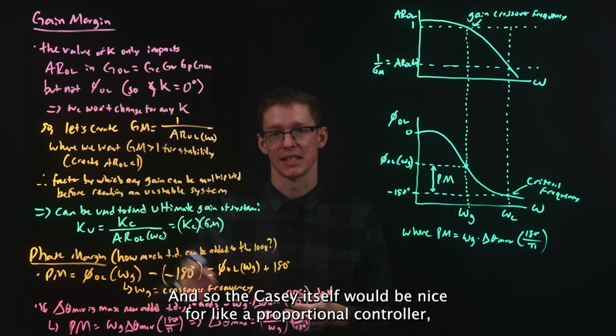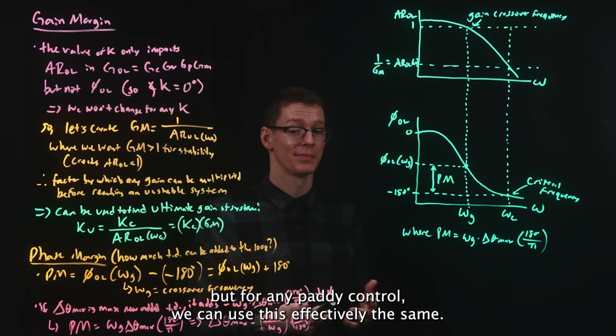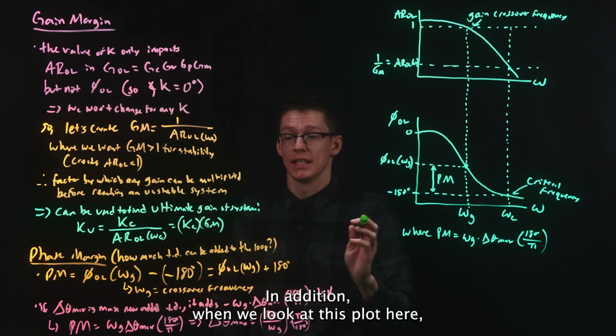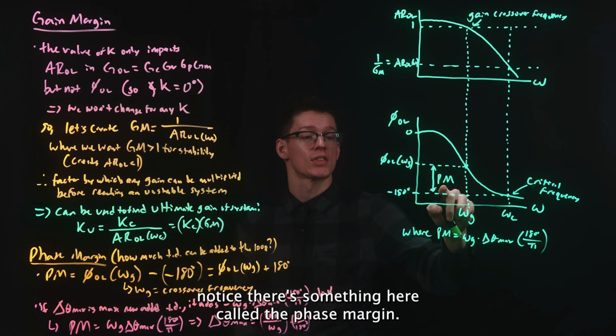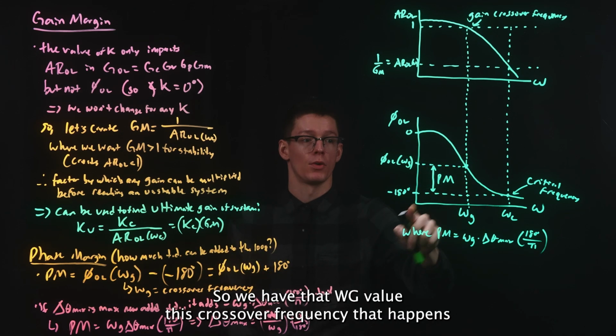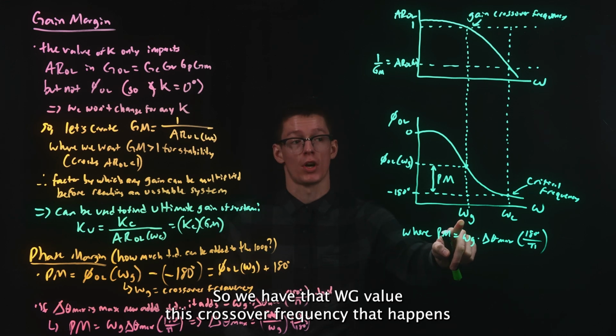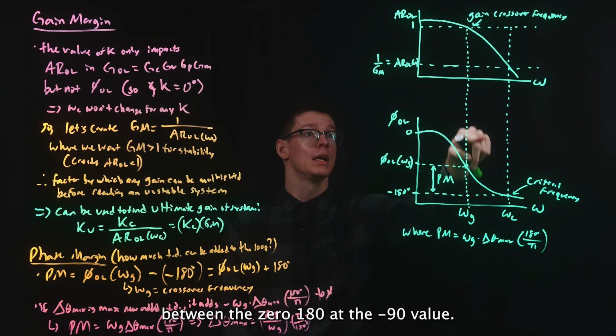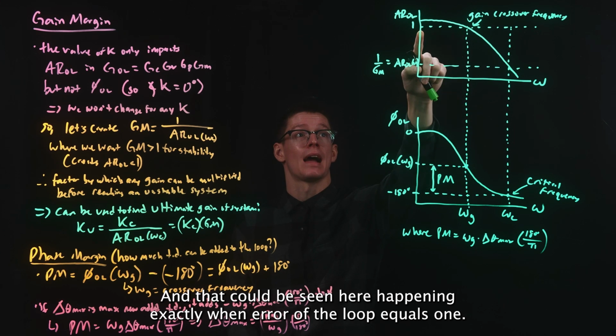And so the K_C itself would be nice for a proportional controller, but for any PID control, we can use this effectively the same. In addition, when we look at this plot here, notice there's something called the phase margin. We have that ω_G value, this crossover frequency that happens between the 0 and minus 180, at the minus 90 value. And that can be seen here happening exactly when AR open loop equals 1.